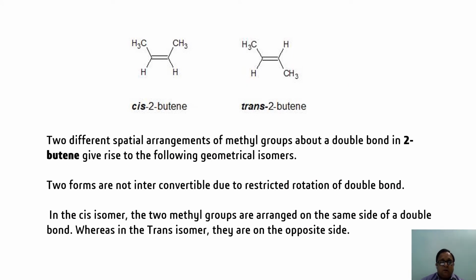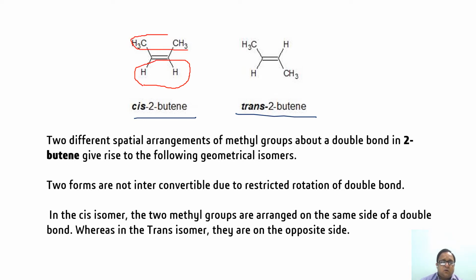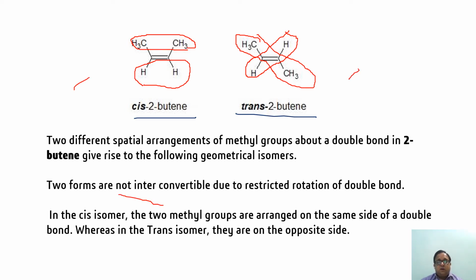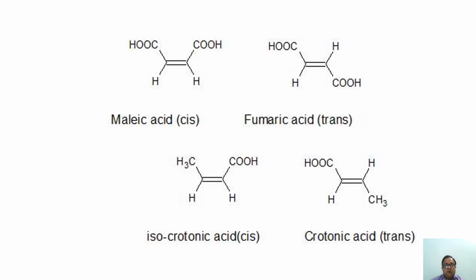We can have one more example, 2-butene. One is trans-butene and another is cis. See, on one side there are two hydrogens and on the other side there are two methyl groups. Similarly, this one has methyl groups in alternate positions and hydrogens again in alternate positions. So these two forms are not interconvertible, so this is called cis and this is called trans. A few more examples are here. This is called maleic acid and this is called fumaric acid. Maleic acid is the cis and fumaric acid is the trans.